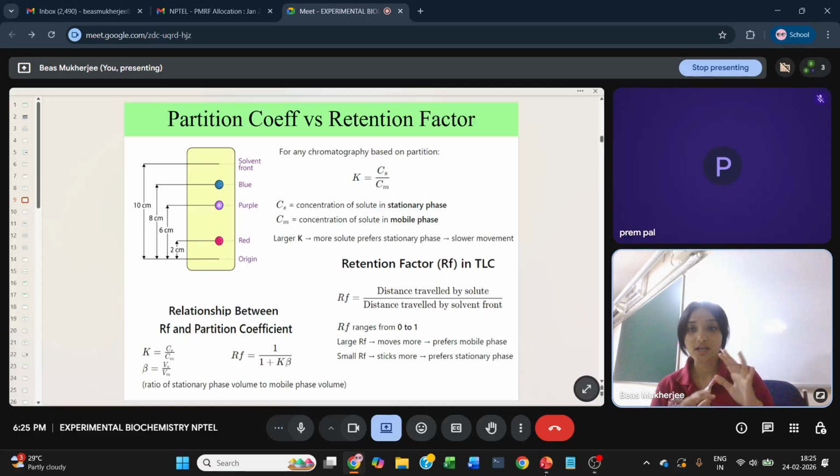in the mobile phase. So now the relationship between RF and partition coefficient: you can see that RF is equal to 1 by 1 plus K beta, where K and beta are both given. And RF is equal to the distance traveled by the solute divided by the distance traveled by the solvent front. So the RF value changes from 0 to 1. A larger RF means that it moves more and prefers the mobile phase, so it is more soluble. A smaller RF means that it prefers the stationary phase and sticks more to it. So this is something that you can keep in mind.